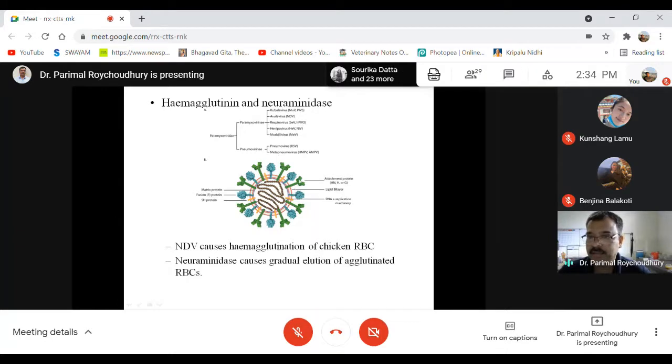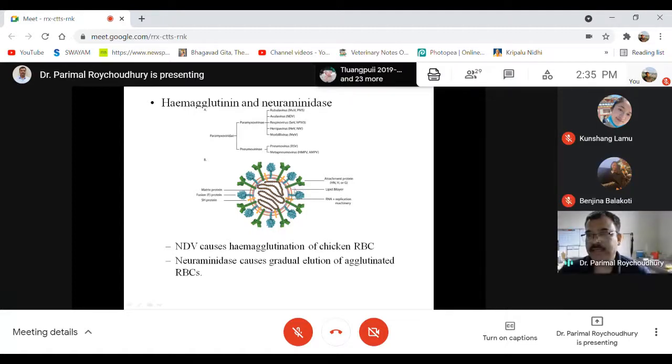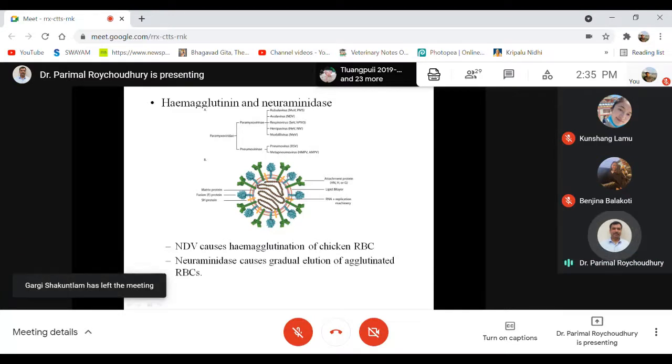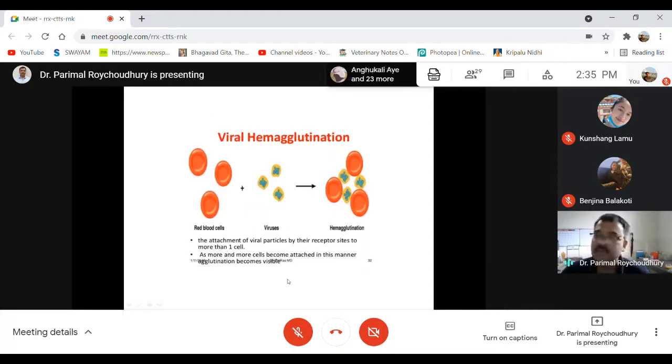This green molecule, anchored to the envelope of the virus, is HN. In Newcastle disease, the H and N are fused together and appear as only one glycoprotein, whereas in other viruses you can get H and N separated. Just near it is the fusion protein, which is a virulence marker of the virus. Hemagglutinin and neuraminidase are quite important in the establishment of infection as well as from a diagnostic point of view.